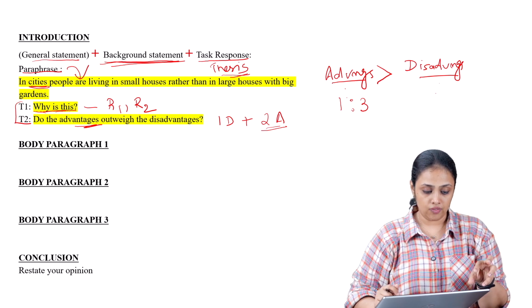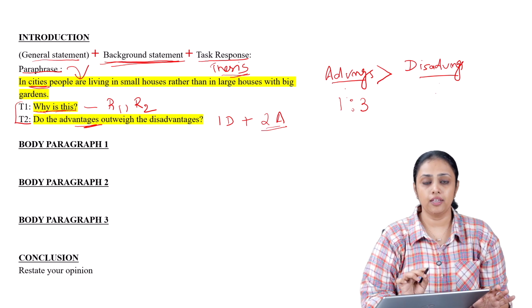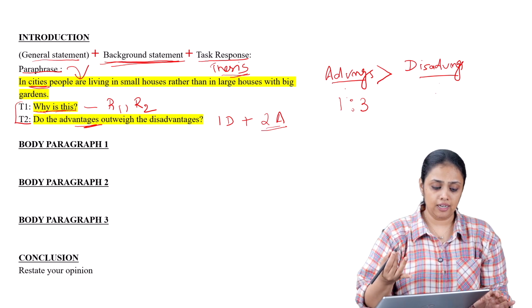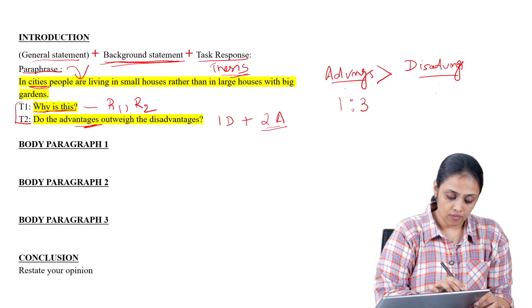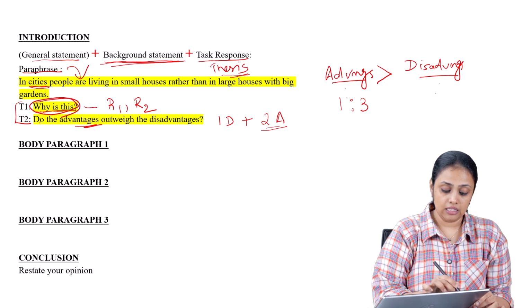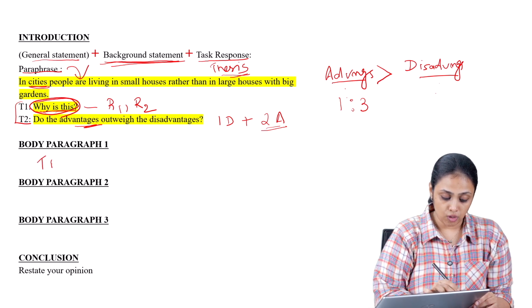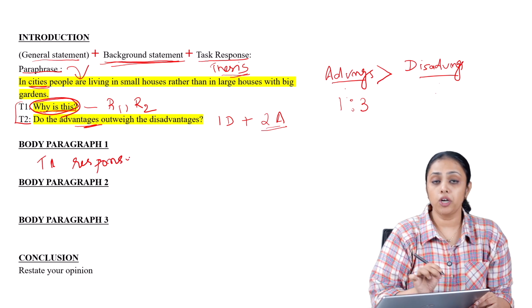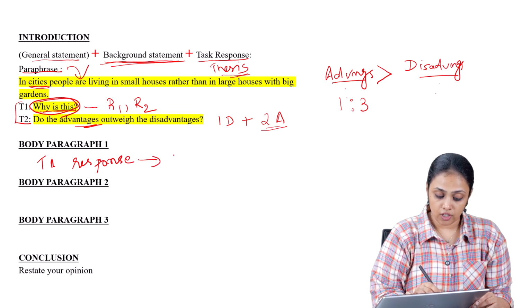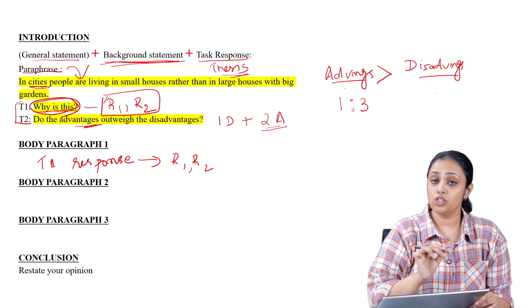Once we have decided on the introduction, the next part is body paragraph 1. So what will we write in body paragraph 1? In body paragraph 1, we should be writing the answer to the first part of the question. So we'll be giving the response to T1. The T1 response we'll be putting in body paragraph 1. We will expand on reason 1 and reason 2, which you have mentioned in the introduction.